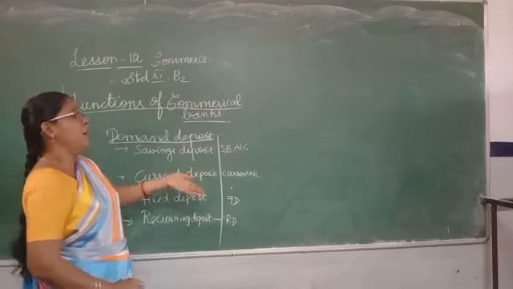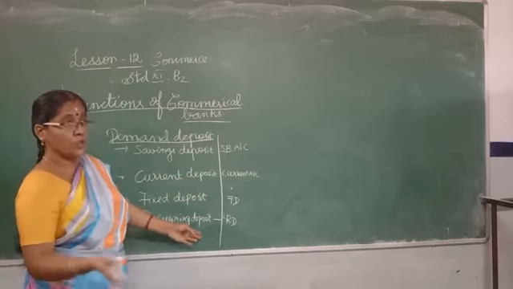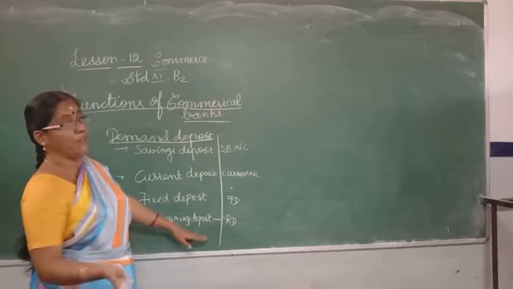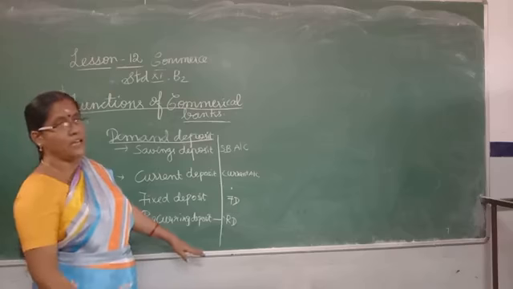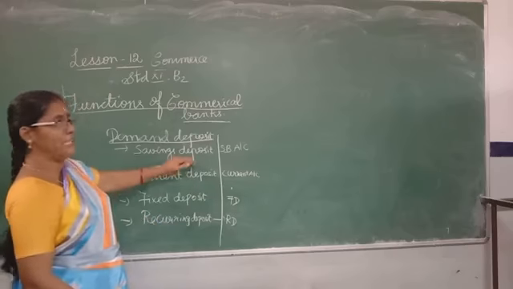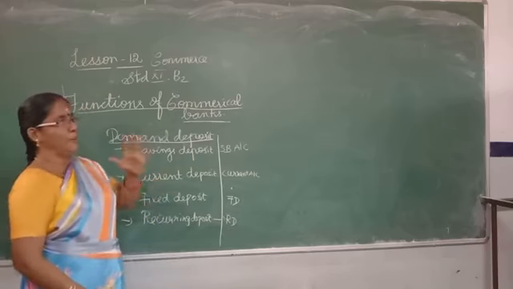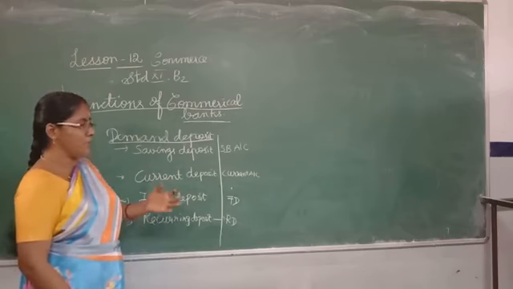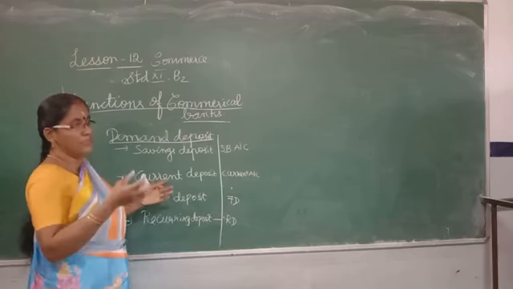Those who are under the age of 18 years can open an RD, whereas we cannot open the SB account. Then come to current deposit. Current account means, what is the meaning? It is opened by the businessman.